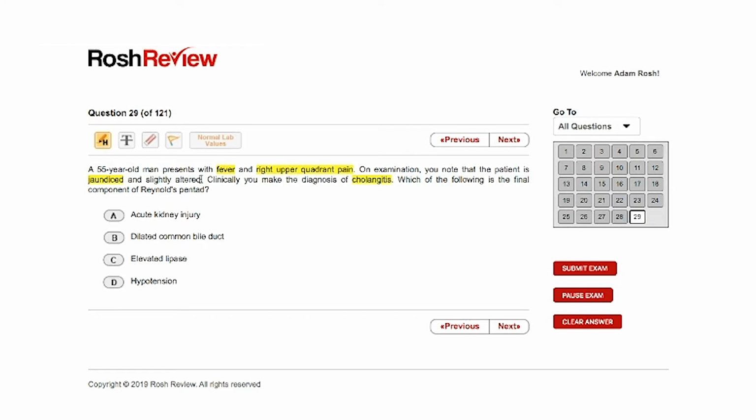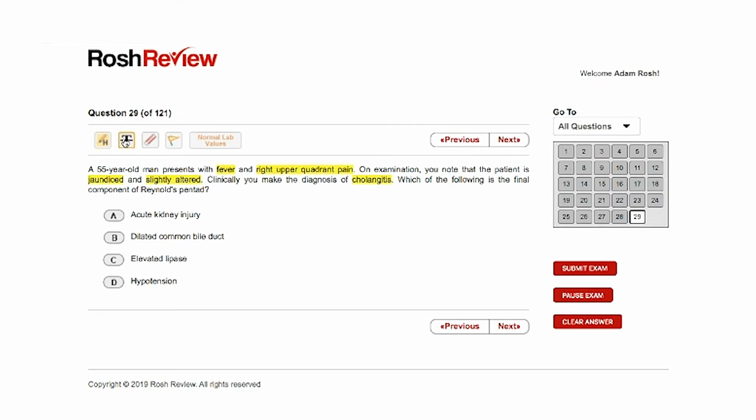Patient is slightly altered. So Reynolds Pentad has 5 components. Here we see 4 components. So we need to identify what is the final component to this. Let's go through the answer choices. You're probably going to know this or not. However, you can reason this out as well.